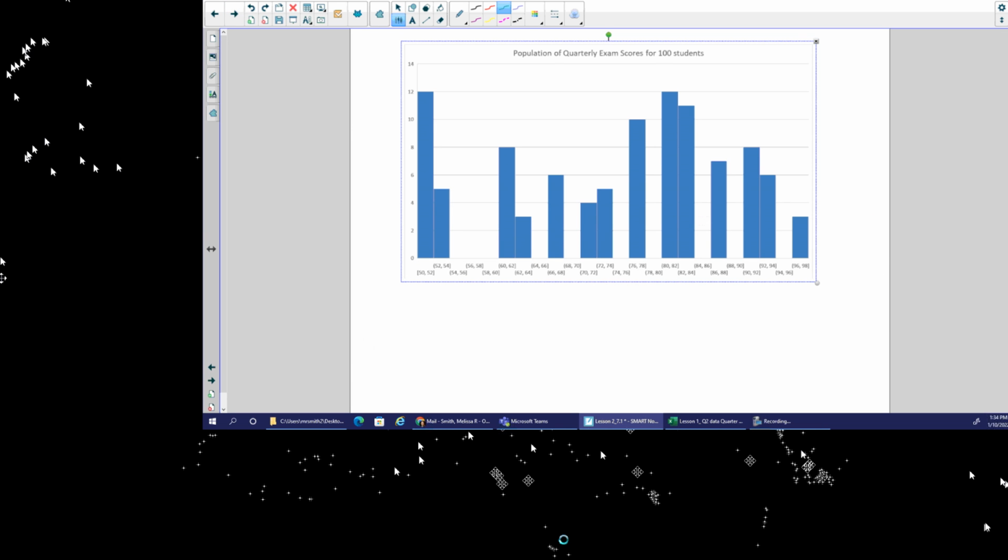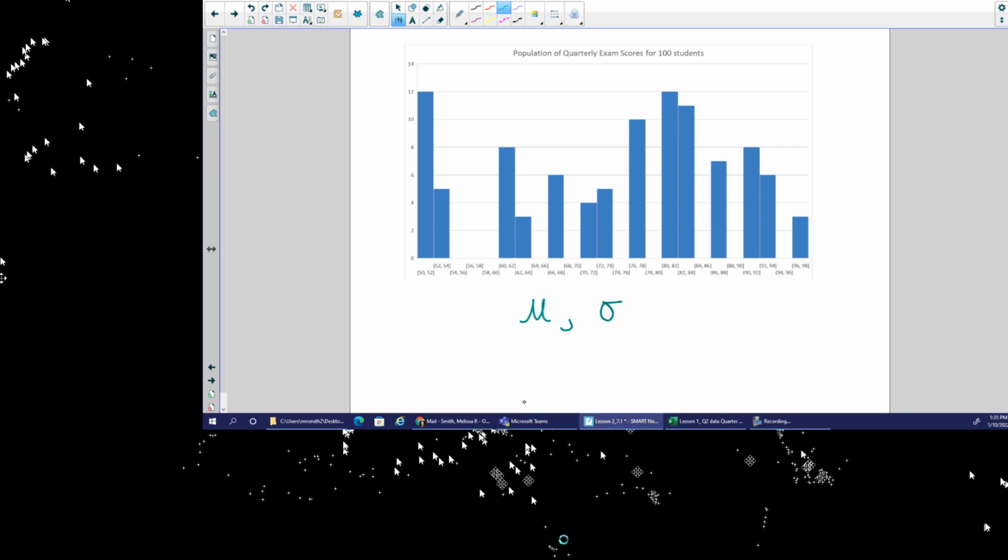So what does all this mean? Let's look at some population data that I gave us in class. This is the population of quarterly exam scores from a couple years ago on the quarter 2 exam of 100 AP Stat students. This is population data. So if I was labeling this, I'd want to know the mean of the population and the standard deviation.